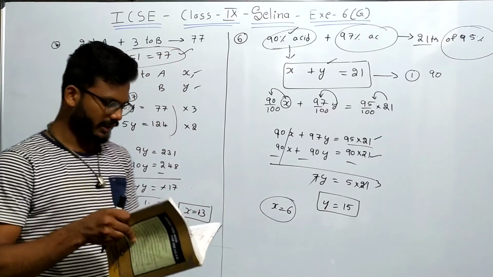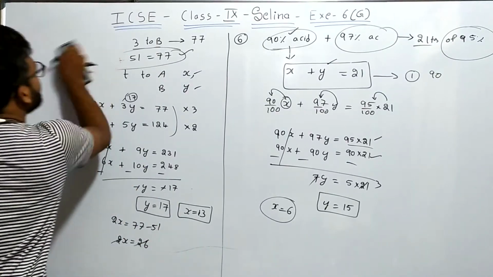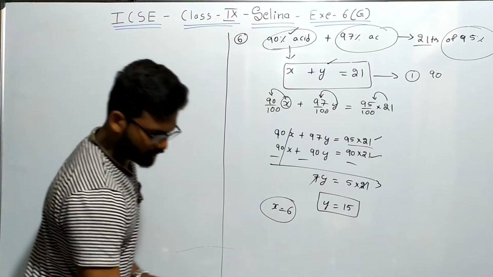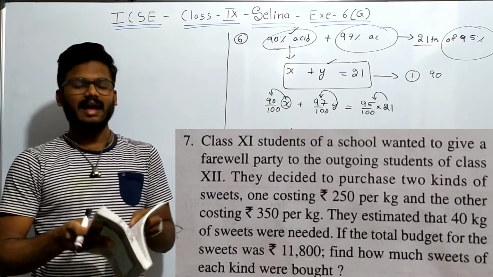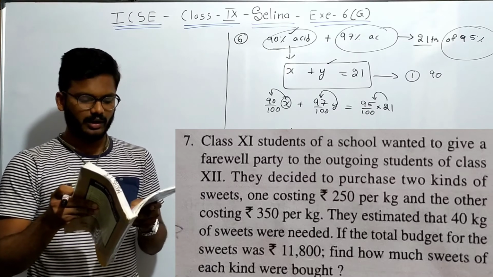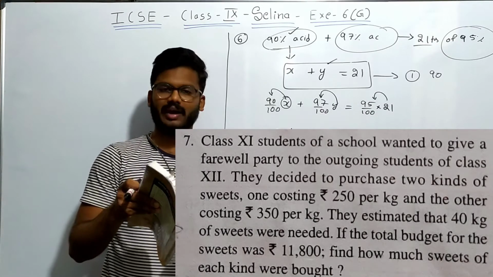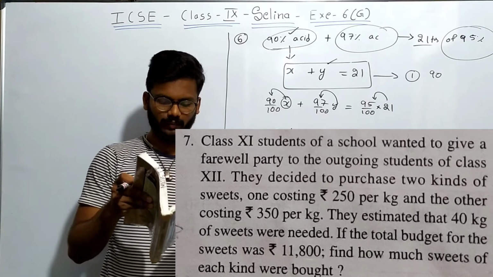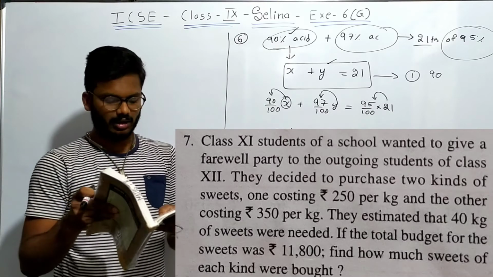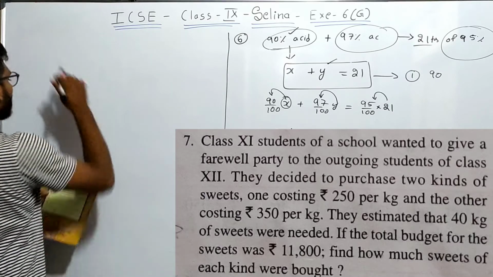Next one, see, class 11 students of a school wanted to give a farewell party to the outgoing students of class 12. They decided to purchase two kinds of sweets, one costing 250 per kg and the other costing 350 per kg. They estimated that 40 kgs of sweets were needed.